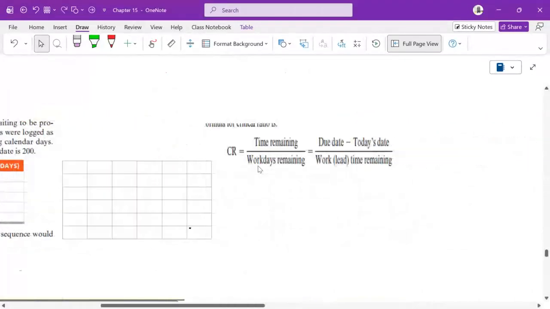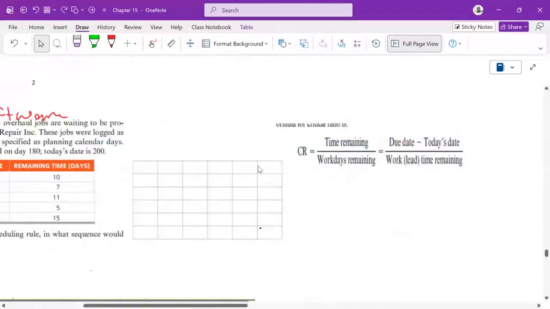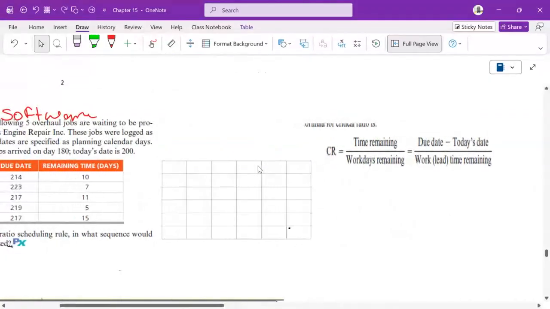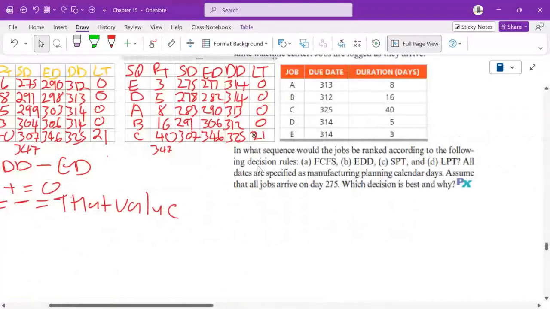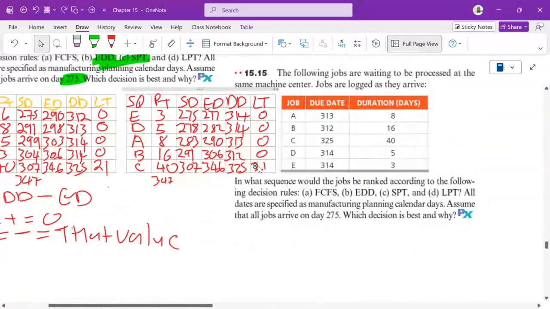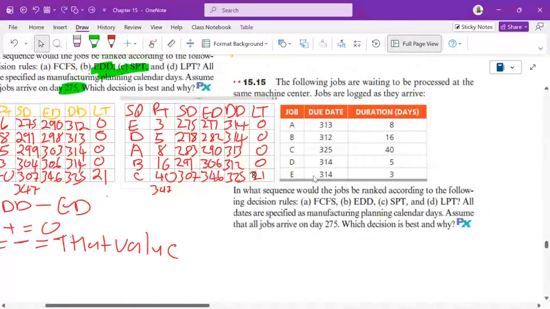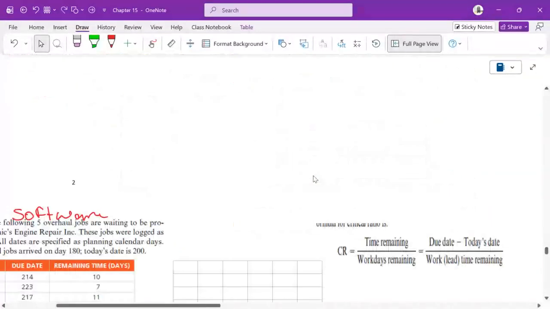So, due date, work lead time, due date, today's date. We could do critical time even here. We could do it if we wanted, but all we need to do is apply this formula, and then we'll get the information. The software can just get it for you very fast.